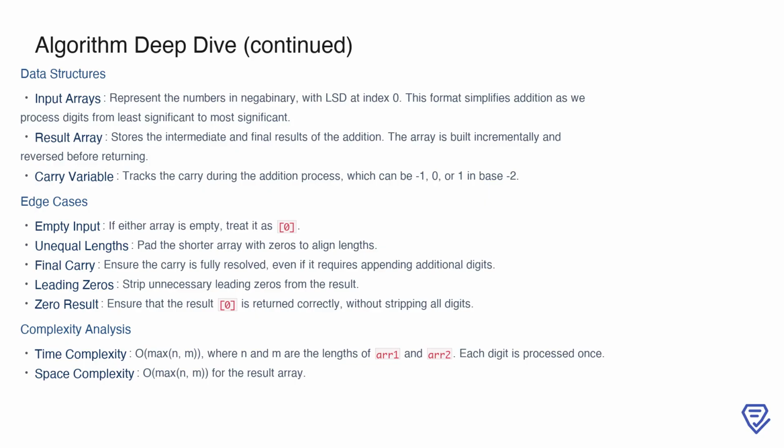For the time complexity, the algorithm processes each digit in the longer of the two arrays, leading to a complexity of O(max(n, m)), where n and m are the lengths of the input arrays. The space complexity is also O(max(n, m)), as the result array grows to accommodate the addition process. These considerations ensure that the solution is robust and efficient for all valid inputs.